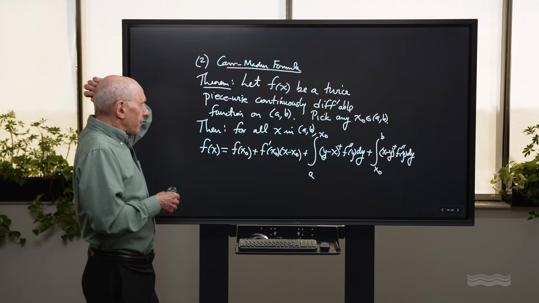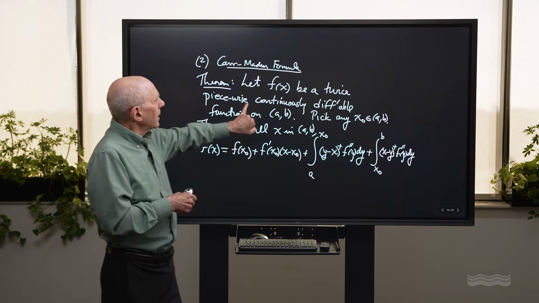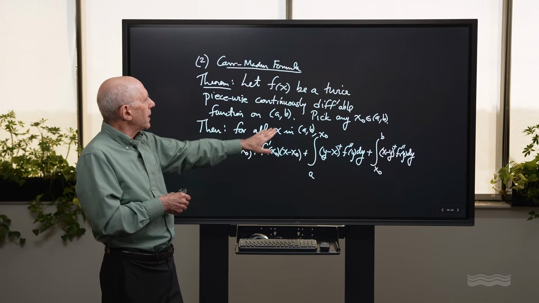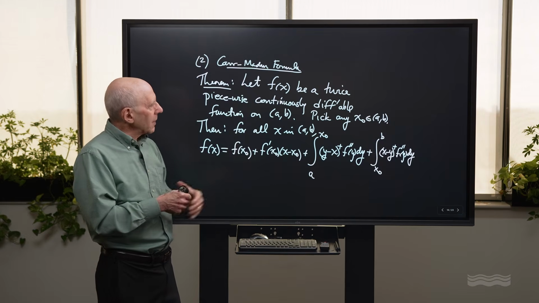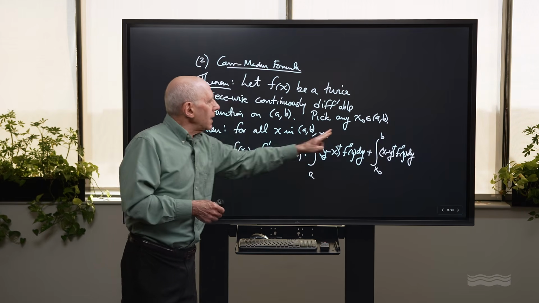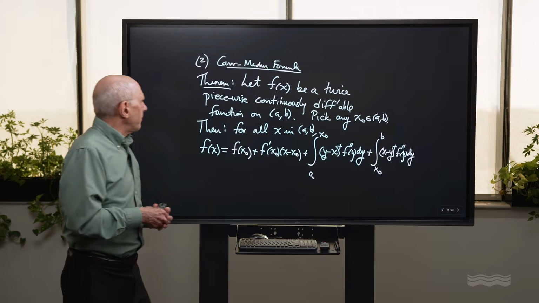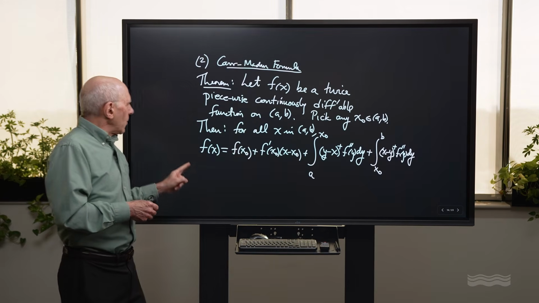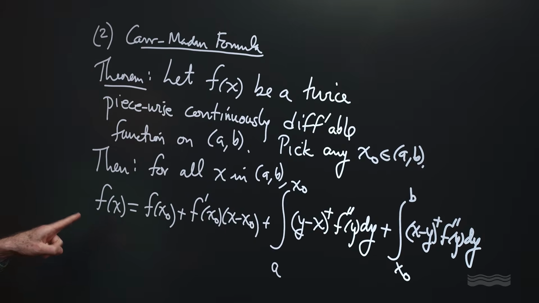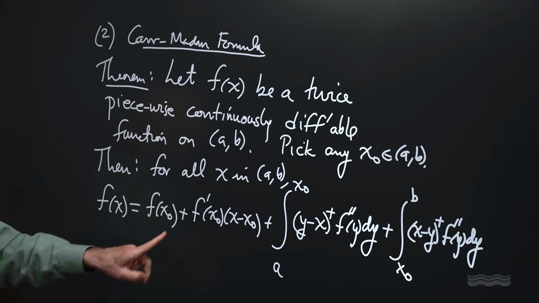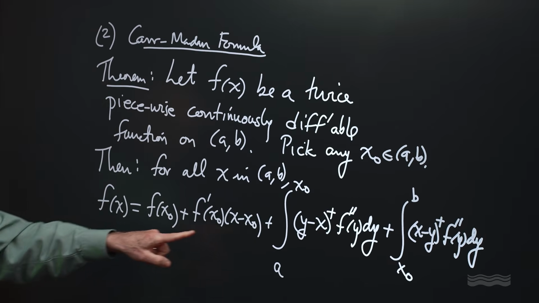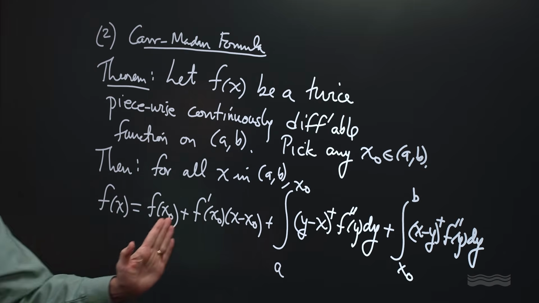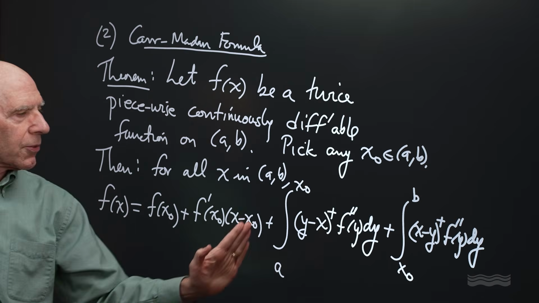So here's the theorem. Let f of x be a twice piecewise continuously differentiable function on an interval ab. It can be any interval. Pick any fixed point x naught in ab. Then, for any x in ab, we can represent the value of the function f of x as f of x naught plus f prime x naught times x minus x naught. So this is like the beginning of the Taylor expansion, but we cut it off there and replace everything else by these two integrals.